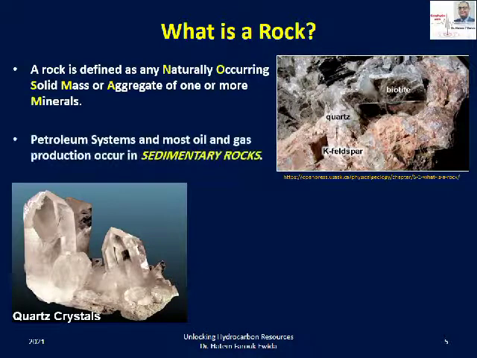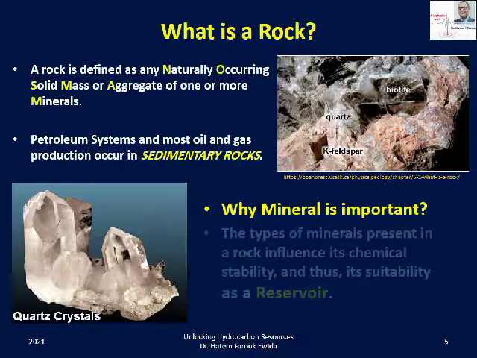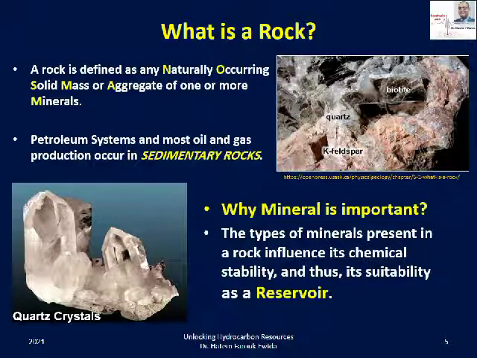In the petroleum system, most oil and gas production occurs in a type of rock that we are going to talk about in detail now. It is called the sedimentary rocks. Why is the mineral important? Because the type of mineral present in a rock influences its chemical stability, and thus its stability as a reservoir rock.